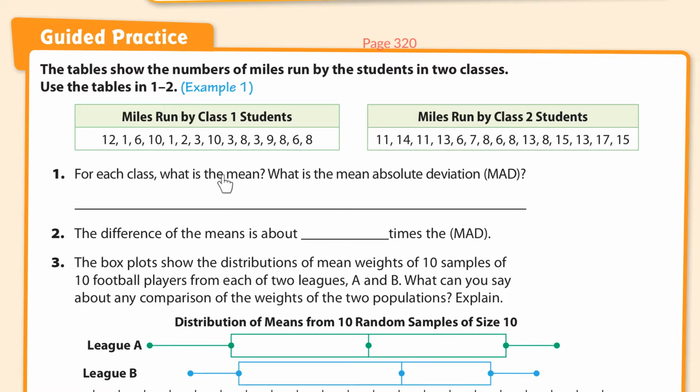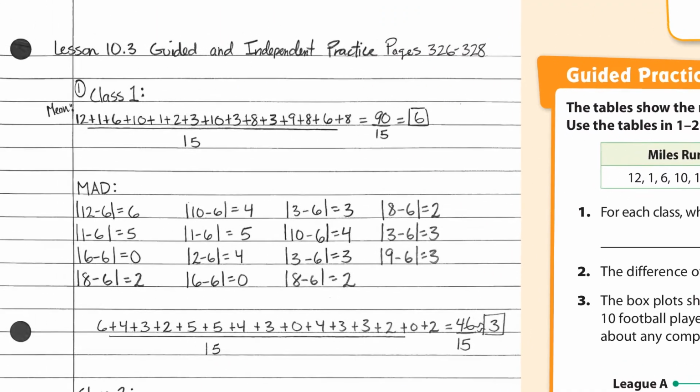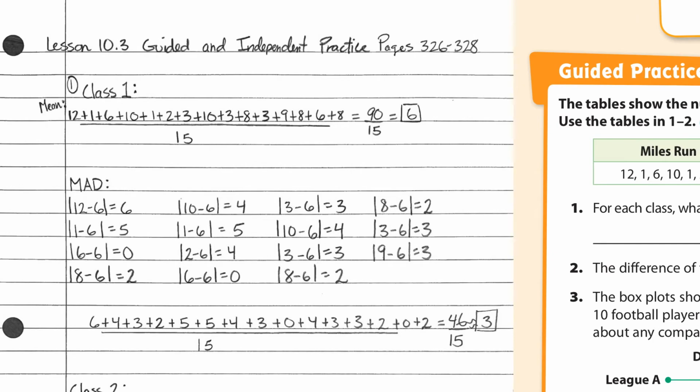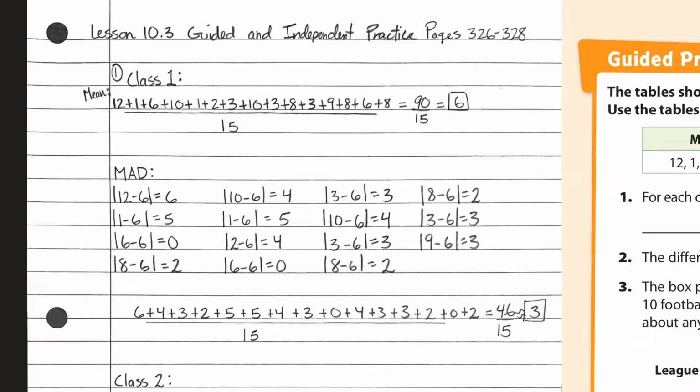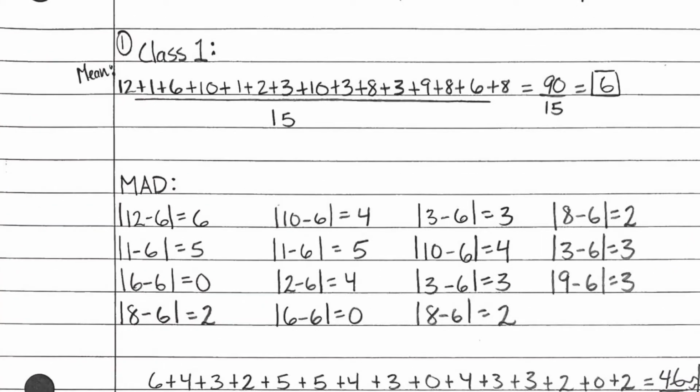So for each class, what's the mean? What's the mean absolute deviation, also known as the MAD? I have all these calculations here, and I spent some time writing them out. Let me make this a little bit smaller and show you that all these numbers are written here, and there are 15 of them. I'm going to run through how I did this real quick. Once again, these are the numbers of all the miles. I added them all up and divided by 15 because there are 15 numbers. Now that sum is 90, and 90 divided by 15 is 6. So that means the mean is 6.